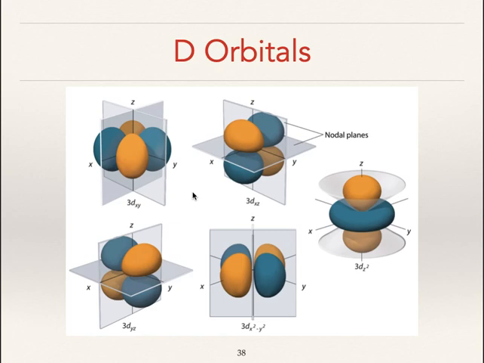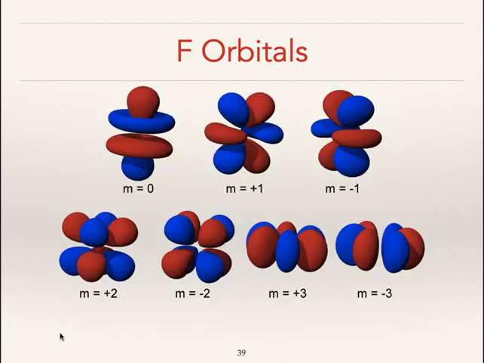So S has 1 sublevel, P has 3 sublevels, D has 5 sublevels. There should be another one with 7 sublevels. That would be the pattern. S does not have any nodes that divide the orbital. P has 1 node. D has 2 nodes. The next one should have 3 nodes. And in fact, this is what they look like.